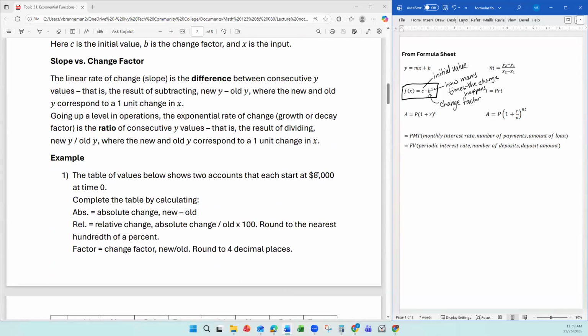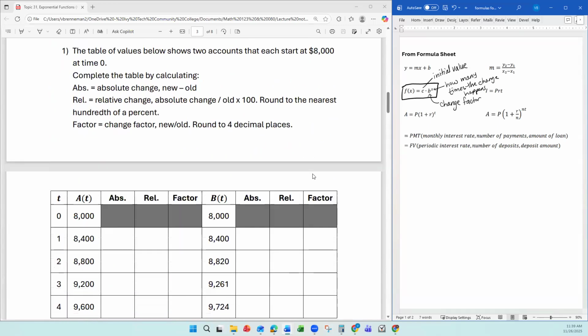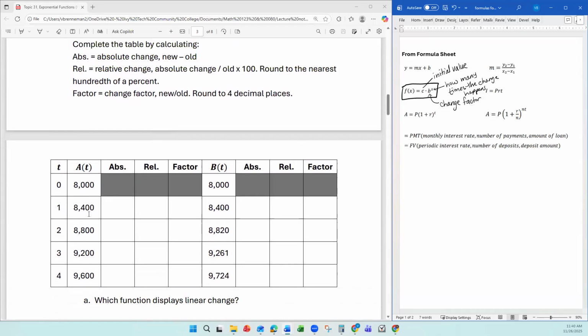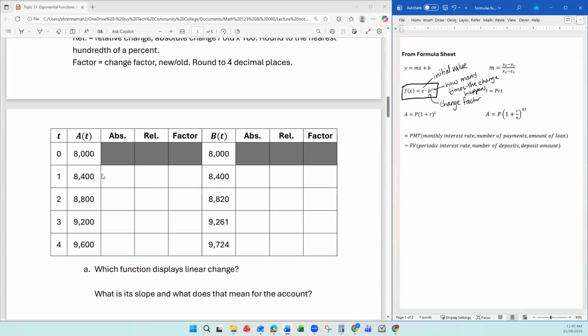So in this first example, we're looking at some quantities that are changing over time. Both of these represent two accounts that start at $8,000 at time 0 and then shows their balances at different times. They both go to 8,400 at time 1. Let's assume that's years. But then they start changing and not being the same. So we're going to calculate absolute change from year to year on each of these, relative change from year to year, and the change factor from year to year.